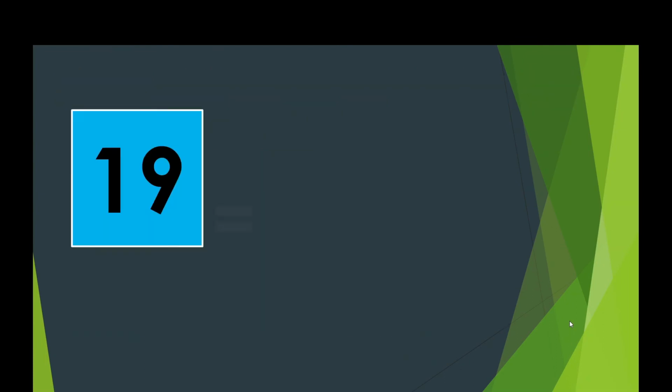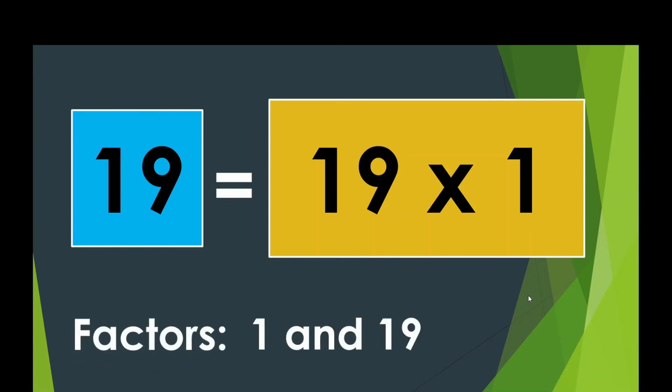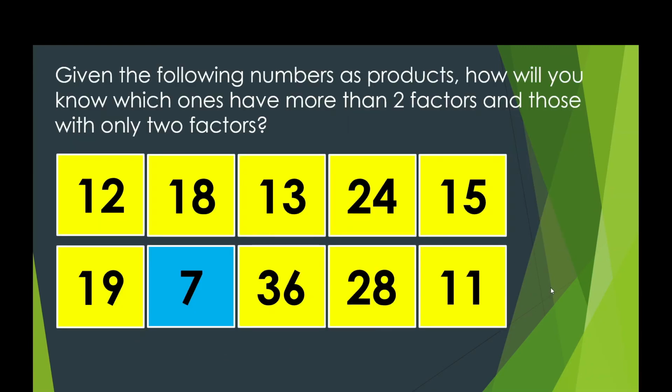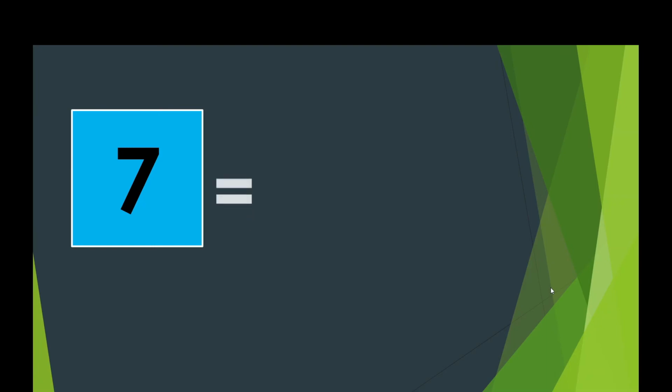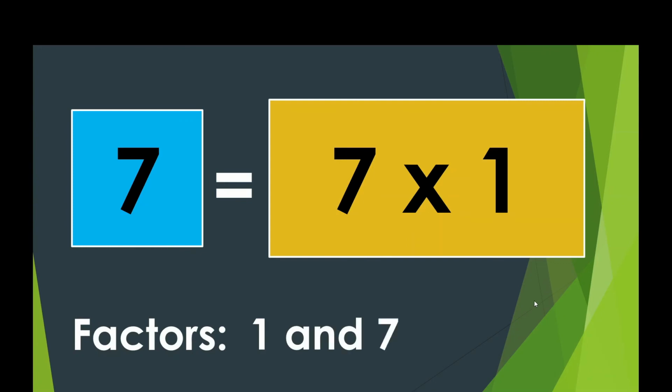19. The multiplication sentence of the product number 19 is 19 times 1. And the factors of 19 are 1 and 19. 7. The multiplication sentence for the product number 7 is 7 times 1, and then the factors are 1 and 7.